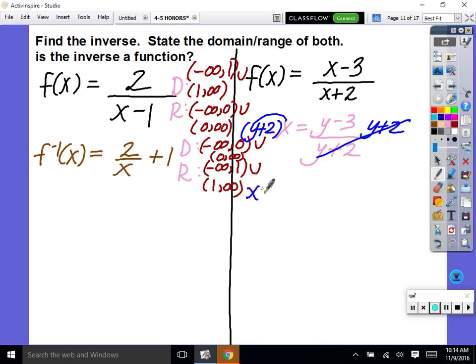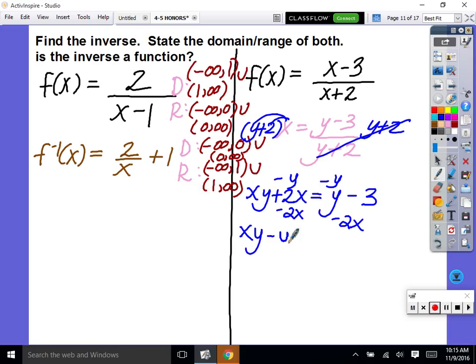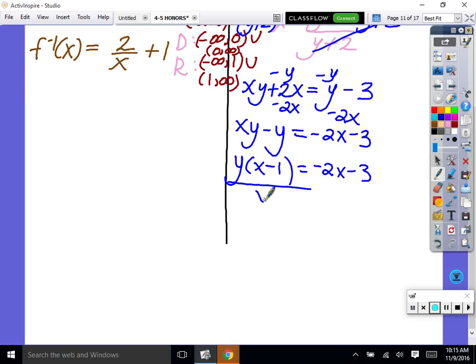So let's distribute x through, so that's xy plus 2x equals y minus 3. Now, once again, I have a y over here, a y over here. Let's get all the y's on one side of the equation and everything else on the other side. Subtract 2x, subtract y, sorry. So on this side, I have xy minus y equals negative 2x minus 3. Now look, I have all my y's over here, so I have two terms. I can factor out a y. So left will be x minus 1. Then last step to get y alone. Y is now alone. There's our inverse, f inverse of x. Good.